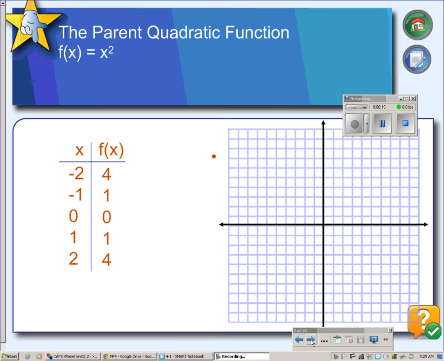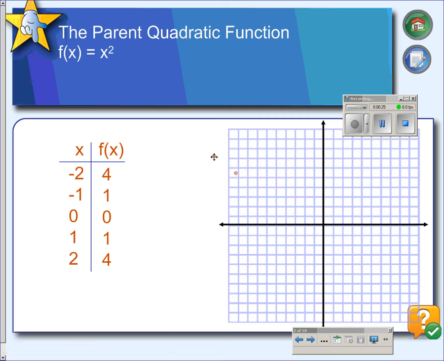So if we want to graph this, we could pick various x values and square them to get the y values, and then we could graph them. So if x is negative 2, y would be 4. When x is negative 1, y is 1. When x is 0, y is 0. And we get 1, 1, and 2, 4. Once we have the points, then we can draw a curve through the points. And that is what the parent function looks like.